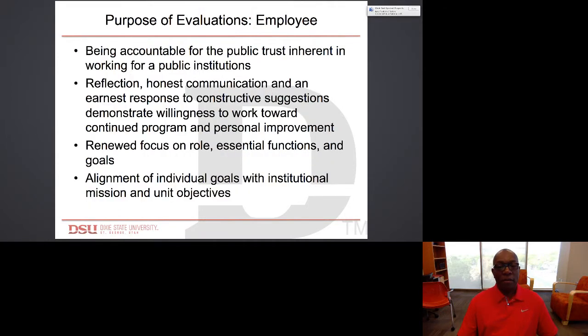From the employee perspective, being accountable for the public trust inherent in working for a public institution. Reflection, honest communications, and an earnest response to constructive suggestions demonstrate willingness to work toward continued program and personal improvement. Renewed focus on role, essential functions, and goals. Alignment of individual goals with the institutional mission and objectives.